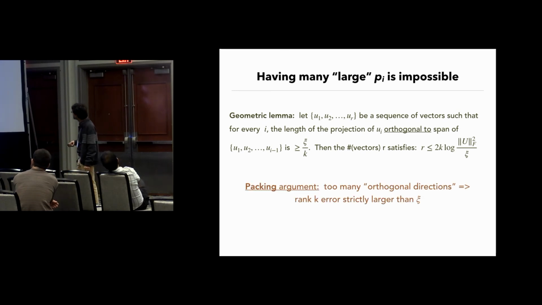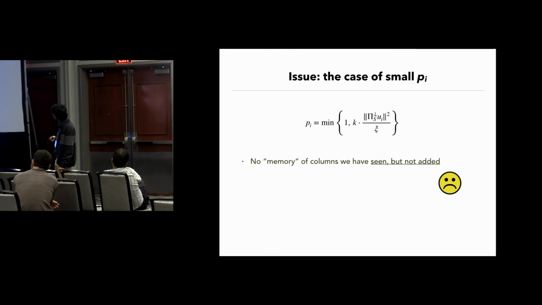And the proof of this is very simple. In some sense, this implies that there are lots of orthogonal directions in your u_i's, and this forces the rank k error to be strictly larger than xi, which would be a contradiction. So that's the rough idea of this proof. This works as long as these p_i's are large. It turns out that the issue is if the p's are small. If the p's are tiny, then this argument cannot be used.